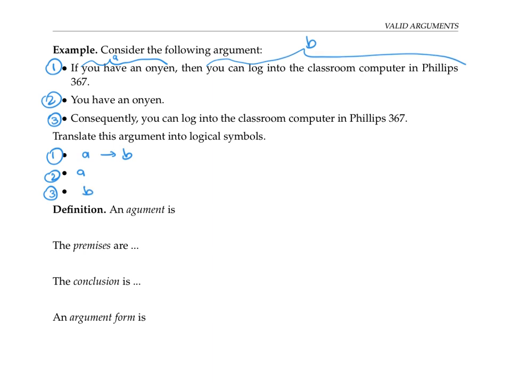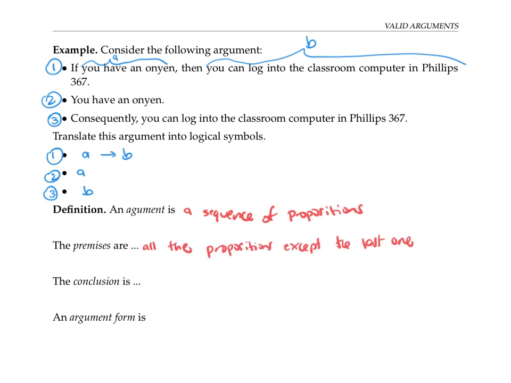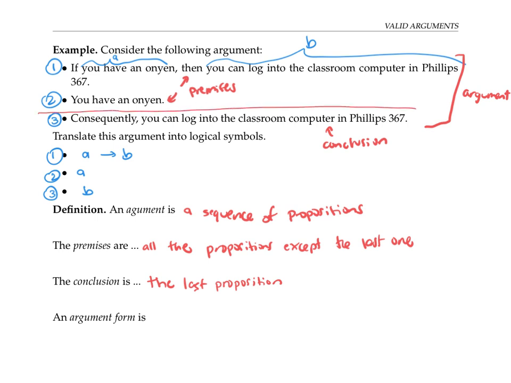In this class, we'll use the word argument to refer to any sequence of propositions. The premises of the argument are all the propositions except for the last one, and the conclusion is the last proposition. So our three propositions at the top form an argument. The first two propositions are the premises, and the last proposition is the conclusion. I'll draw a horizontal line to remind us where the premises stop and the conclusion begins.